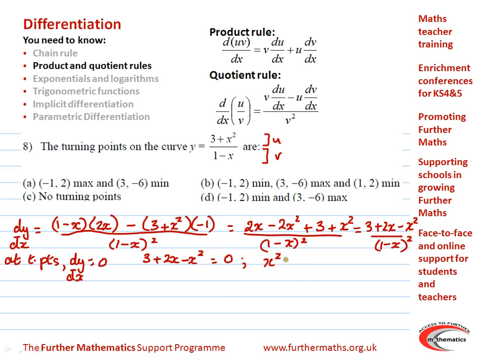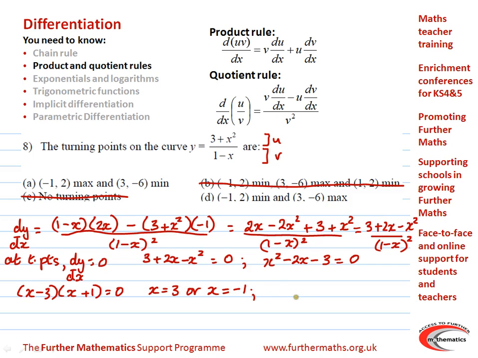That means I've got this quadratic, x squared minus 2x minus 3 equals 0. I can just do a quick factorise on that: x minus 3 and x plus 1. That tells me that x equals 3 or x equals minus 1. I think that eliminates a couple of the possibilities already. There certainly are some turning points, and there are only 2, so it can't be answers C or B.